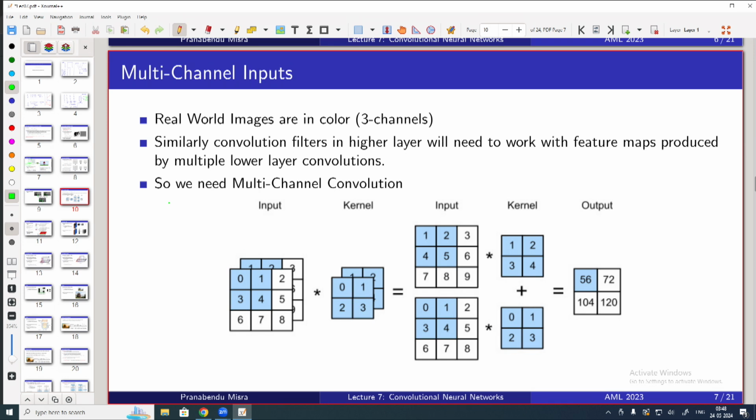So, your input has multiple matrices, so your pattern should also have that many matrices. The first matrix is convolved with the first pattern, the second matrix is convolved with the second pattern, and then you just add up the output of that. So, if there is a very good match for the first matrix with the first pattern matrix and also for the second matrix with the second pattern matrix, then the output signal will be strong.